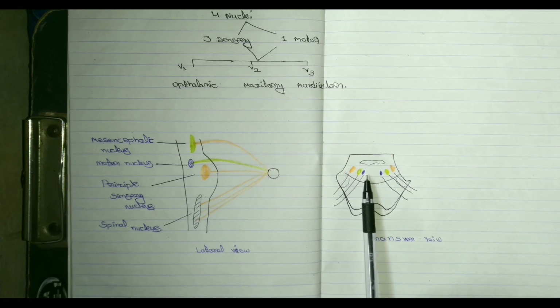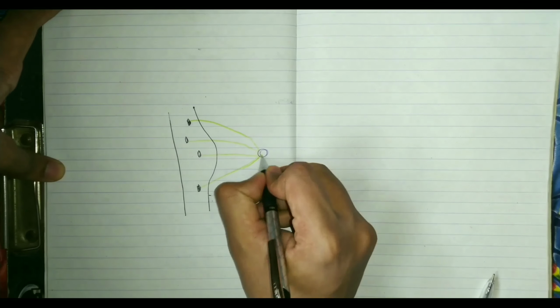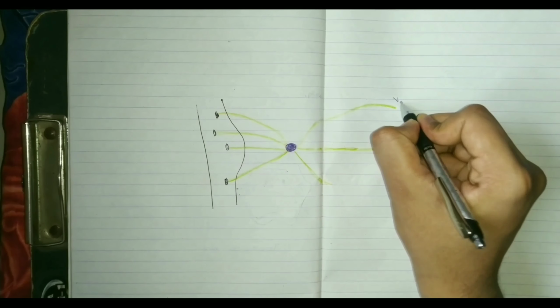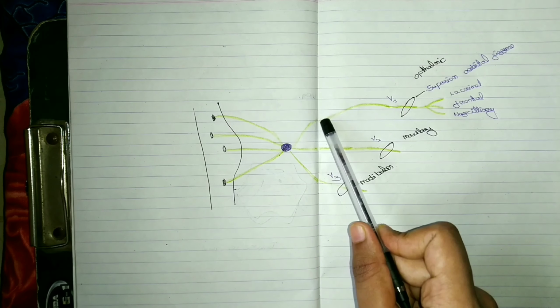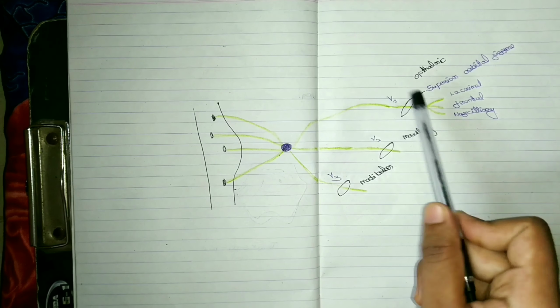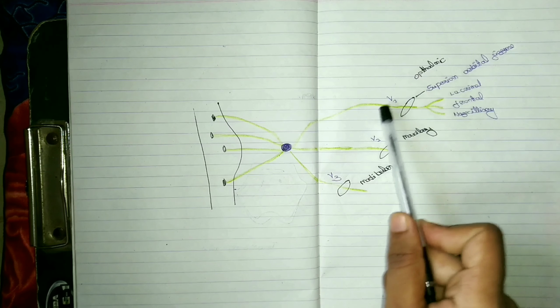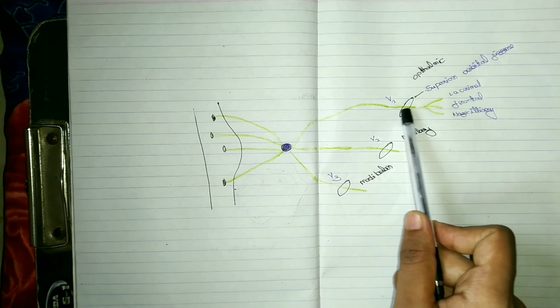Now we will study the branches and the area supplied by the trigeminal nerve. The trigeminal nerve has 3 branches, that is V1, V2, V3. The ophthalmic branch arises from the trigeminal ganglion in the middle cranial fossa, passes along the lateral cavernous sinus, reaches the superior orbital fissure and passes out through it.